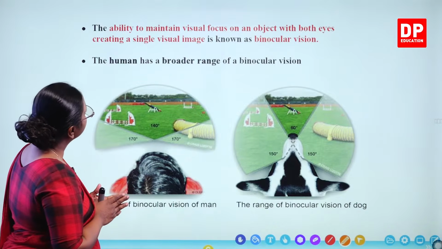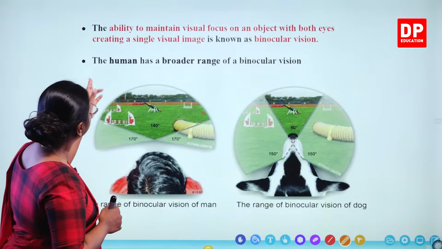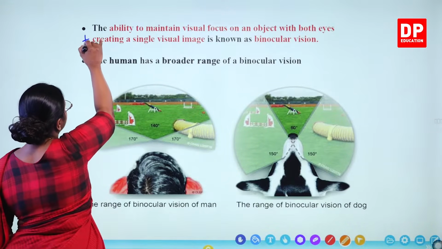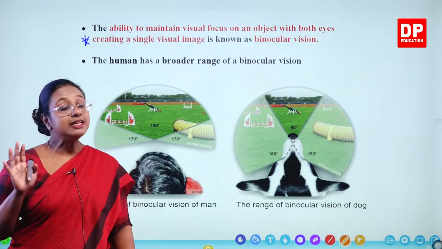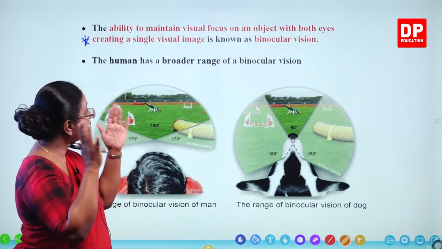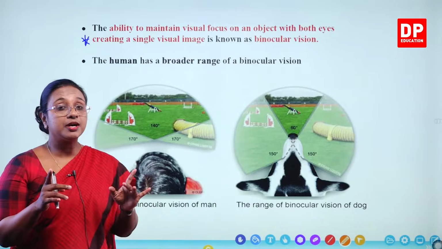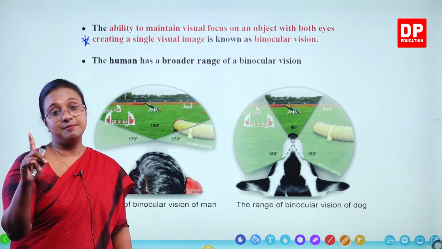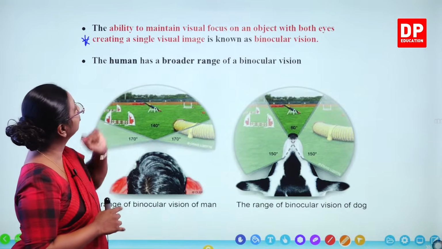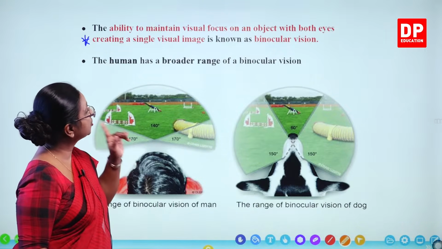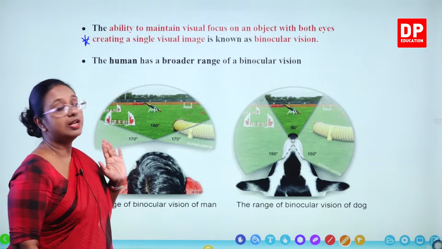The ability to maintain visual focus on an object with both eyes, creating a single visual image, is known as binocular vision. That is the important thing. You use both eyes, you can focus on many objects, but the focus creates only one image. That is known as binocular vision. So, the ability to maintain visual focus on an object with both eyes, creating a single visual image.